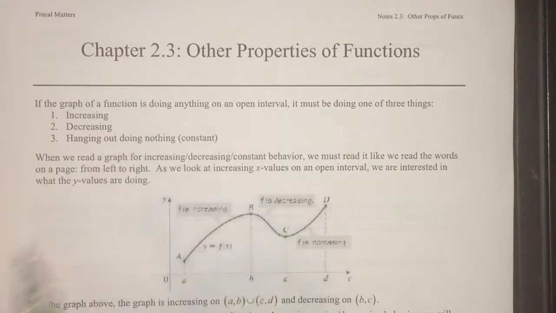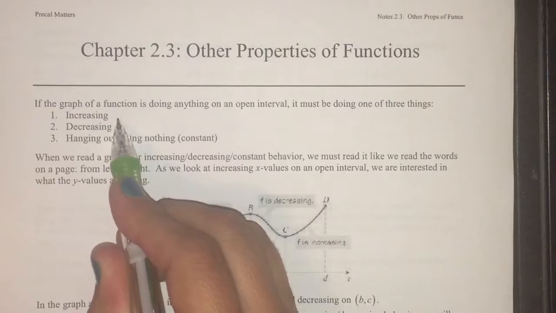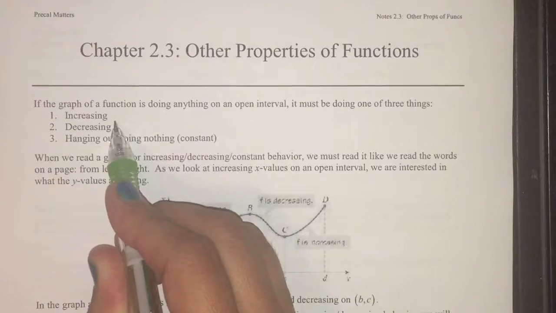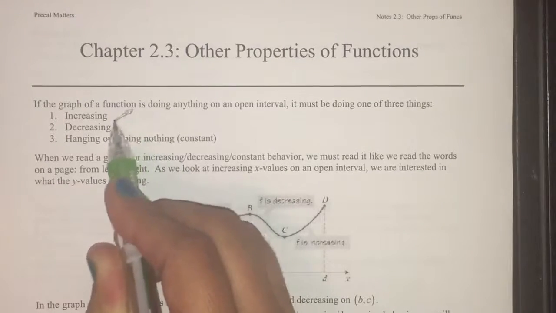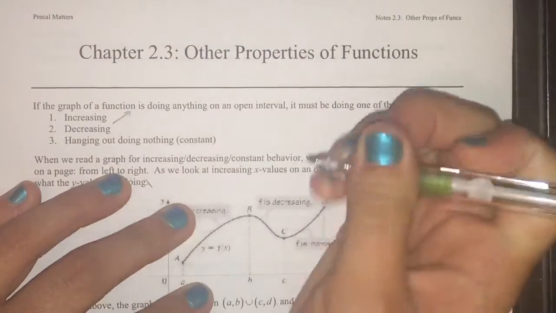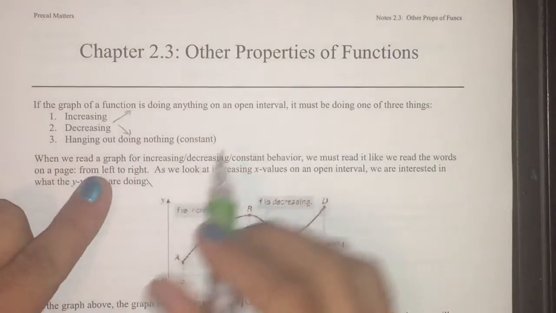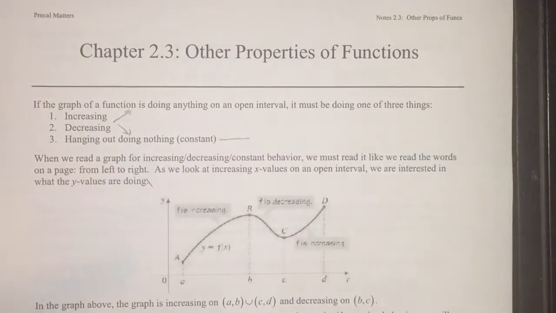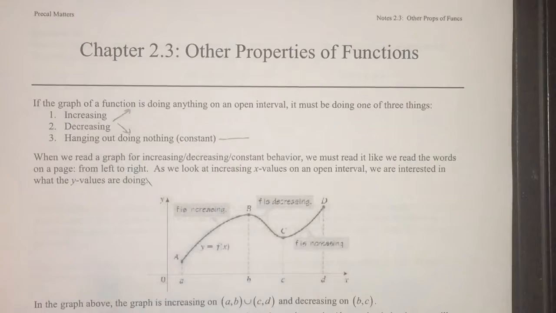The first one is increasing and decreasing functions, and I feel like this is pretty self-explanatory. A function is increasing when it is going essentially up from left to right, so y is getting larger as we move from left to right. A decreasing function is moving down as we move from left to right. And a constant function is staying the same. It's got a constant value. But the big one we want to talk about is increasing versus decreasing.